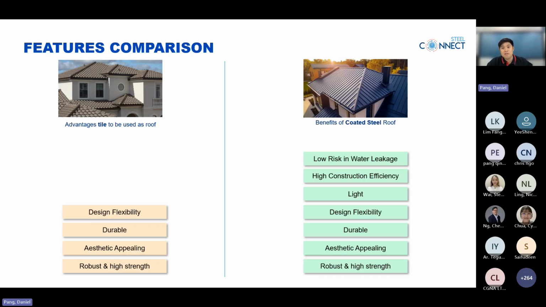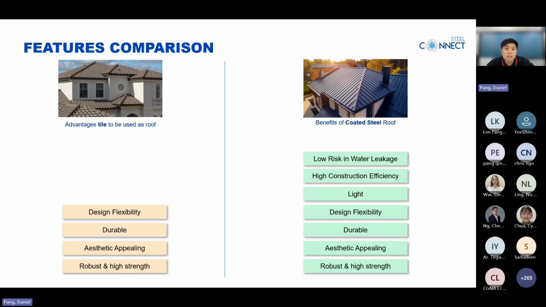Here we made a small feature comparison between tile and steel roof. For anyone who is taking note in this webinar, let me give you a quick reference. Everything on your left will be tile roof, while on your right is steel roof. This will help everyone to visualize better. So back to this comparison.